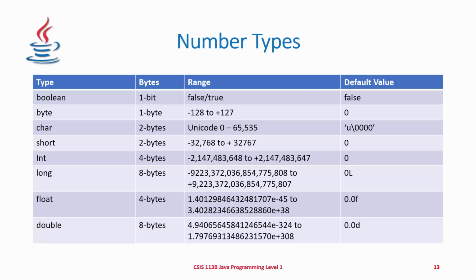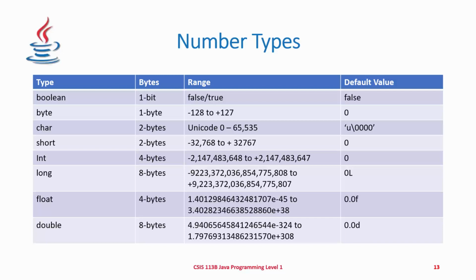A char, 2 bytes, and so that can represent 16 bits, which is what the Unicode character encoding chart is, 65,535 characters. So if you do the math on 2 to the 16th power, that's 65,536 actually. But we're starting from 0 there as opposed to 1. So it has a default value of \u, which represents that it's a Unicode value, and then 4 zeros.